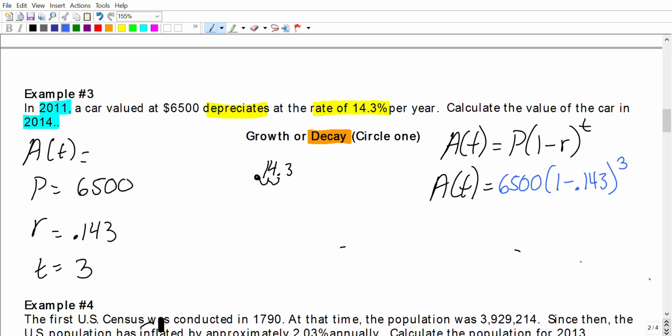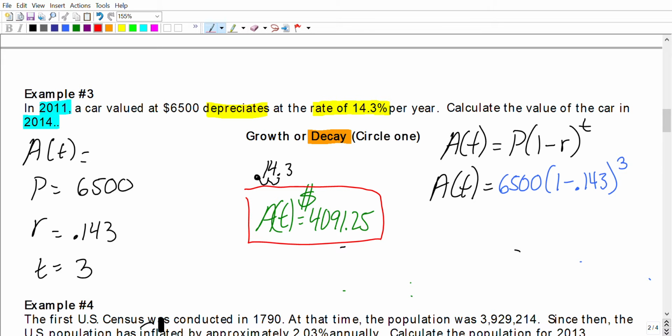I got 4,091 and 25 cents. Remember, we're talking about money here. So this is what I got for my final answer. Hopefully, after typing that into your calculator, you are getting the same thing. Once again, guys, if for some reason you don't have the capability of typing all that into the calculator like you can in the graphing calculators, then you should still be able to do this problem, and I'll show you how.